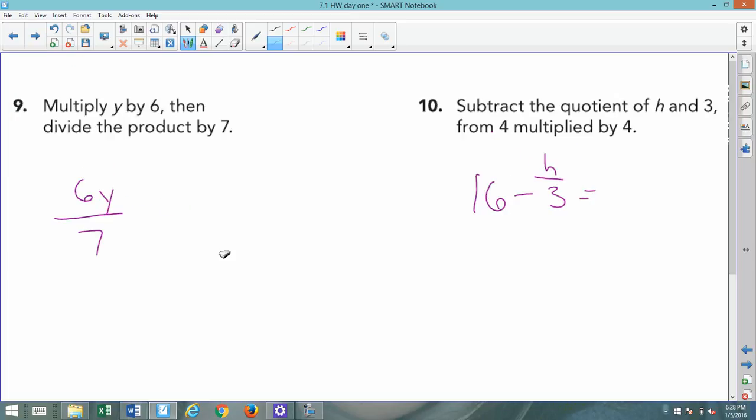Next question. Multiply y by 6, then divide the product by 7. So you would start off by doing 6 times y, and then divided by 7. I might even write this out as 6y divided by 7.